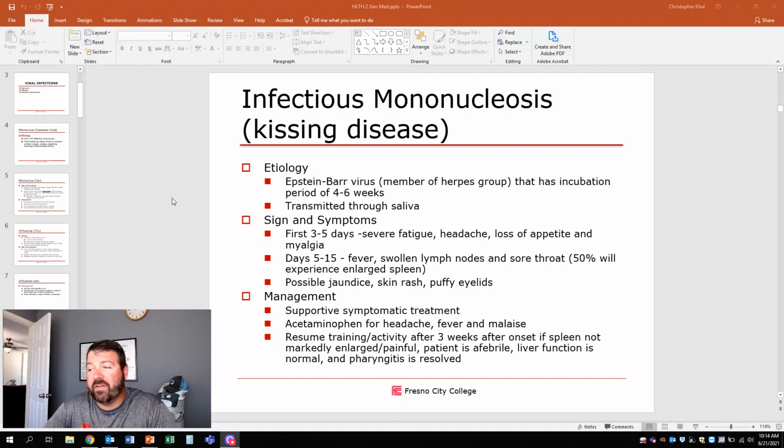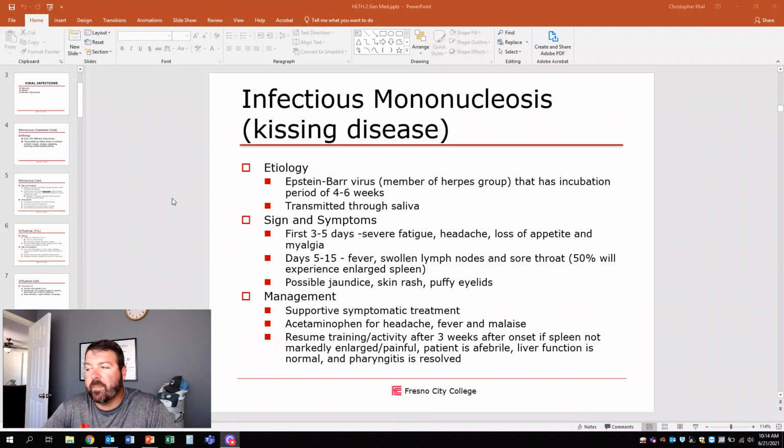Signs and symptoms: the first 3 to 5 days, severe fatigue, headache, loss of appetite, myalgia. About 5 to 15 days: fever, swollen lymph nodes, sore throat. Half the people will experience an enlarged spleen.